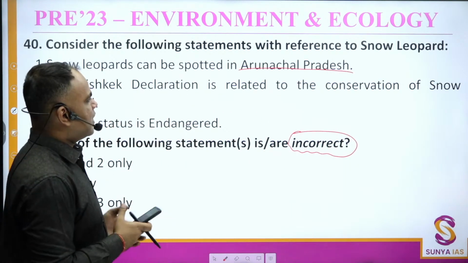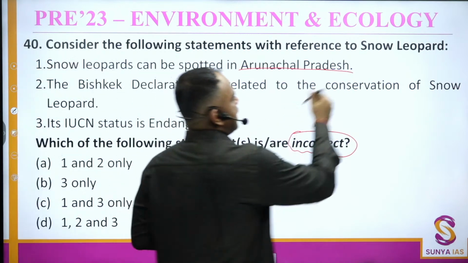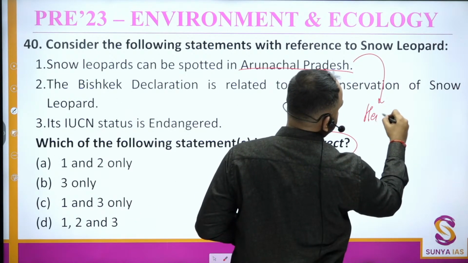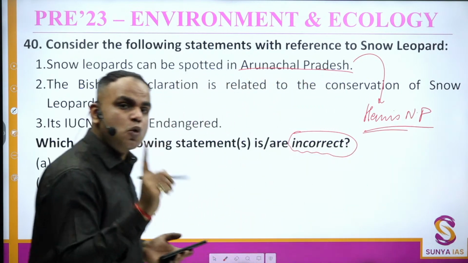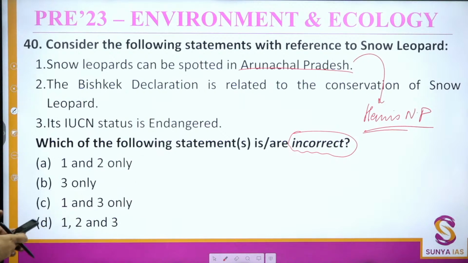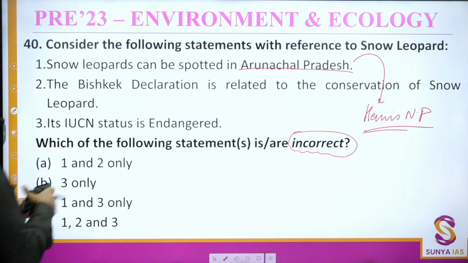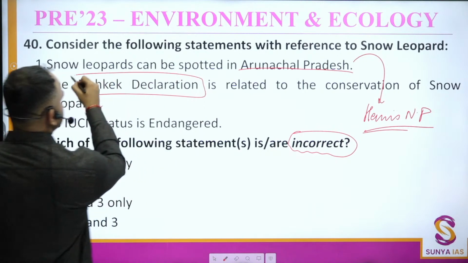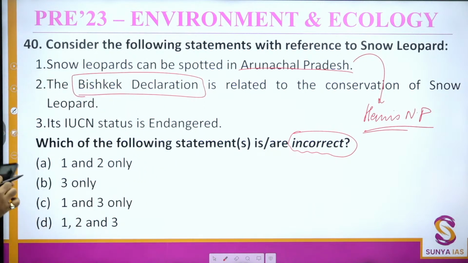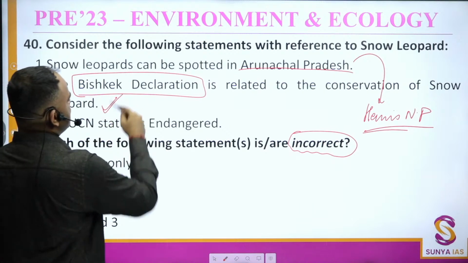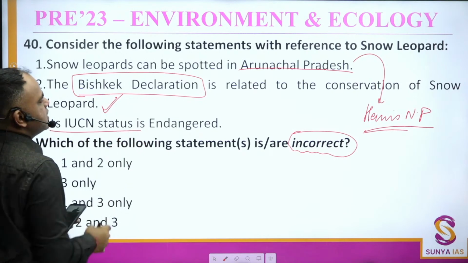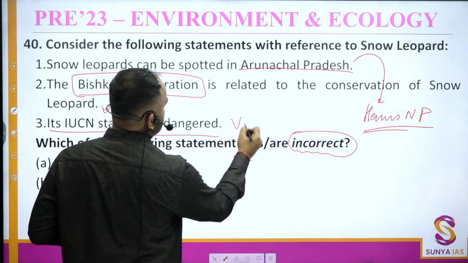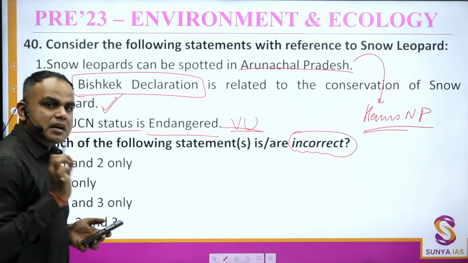And when I say Ladakh, you should also think of Hemis National Park. Hemis National Park is known as the snow leopard capital of the world, right? So snow leopards can be spotted fine. Then there is a famous Bishkek Declaration related to the conservation of these snow leopards. So even this part is correct. And the IUCN status is endangered. No, this is not correct. The IUCN status is vulnerable.